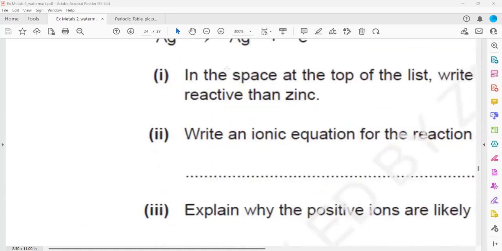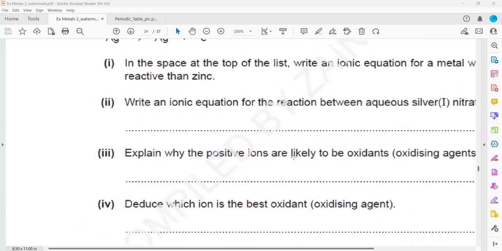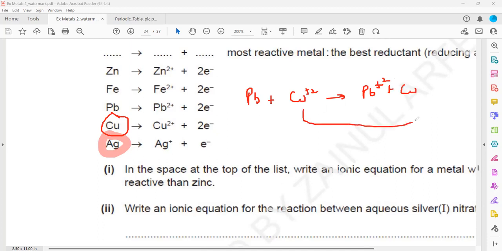The next one: which ions in the list can oxidize a lead metal? Which one can react with lead? It can be copper or it can be silver, any of them. Because when lead metal reacts with copper ion, it will turn into lead ion and copper metal. So copper is reduced, lead is oxidized. When reduction happens, this is an oxidizing agent. So which ion can easily oxidize? Copper ion can easily oxidize the lead.